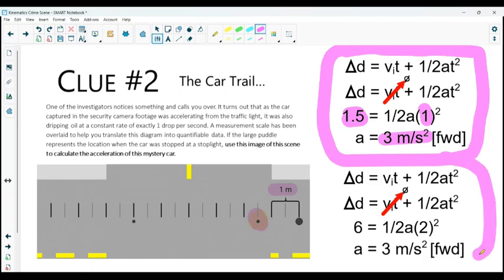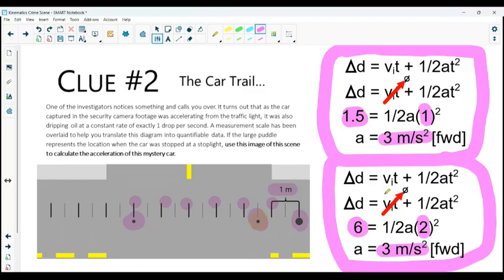Now I can try that calculation again with the second dot. I can say, okay, I started at the beginning and I end at the second dot. That's a distance of 1, 2, 3, 4, 5, 6 meters. So we put 6 meters in for our displacement, and we're going to solve for our acceleration. We put 2 seconds in for our time because it's two oil dots. So we plug those into our equation and we solve. And again, we find that the acceleration is 3 meters per second squared forward. So that establishes to us that this is constant acceleration at 3 meters per second squared.